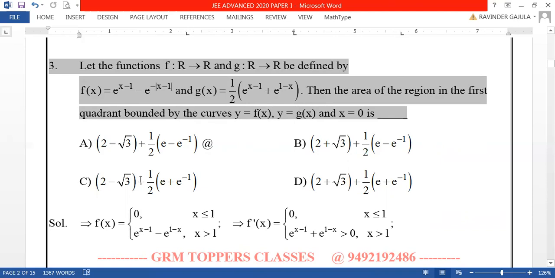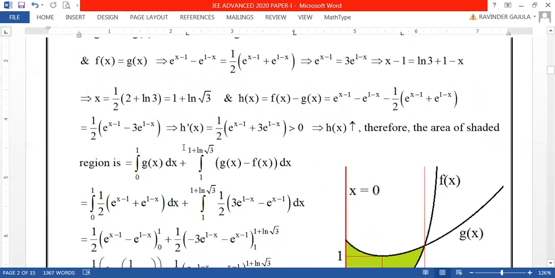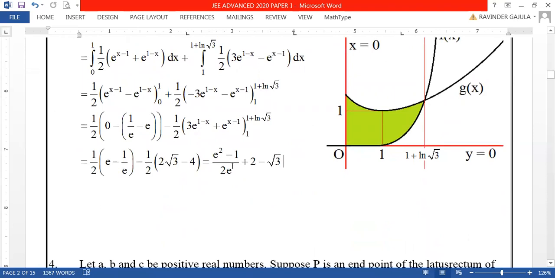So 2 minus root 3 is common, and there are only these two options, this is e square plus 1 by 2e, whereas this is e square minus 1 by 2e. Hence this is the right option. If you want, you can write 1 by 2 of e minus 1 by e, or e minus e power minus 1.